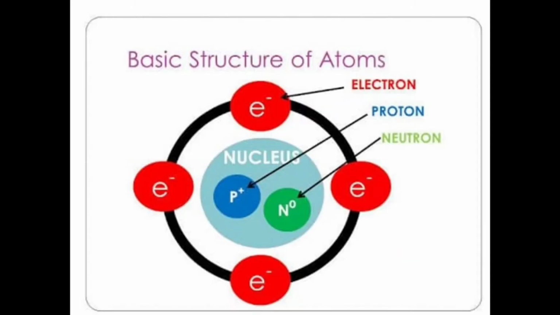Electron. This is a negatively charged particle. Electrons revolve around the nucleus of the atom in specific orbits. The mass of the electron is negligible as compared to that of the proton or neutron. Hence, the mass of an atom depends on the number of protons and neutrons in the nucleus. The total negative charge of the electrons outside the nucleus is equal to the total positive charge in the nucleus, which makes the atom electrically neutral.